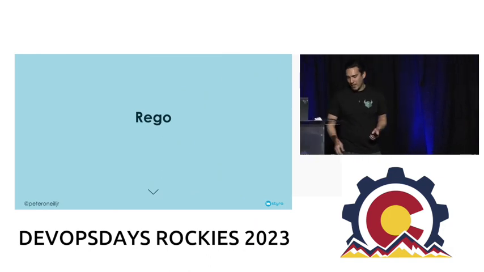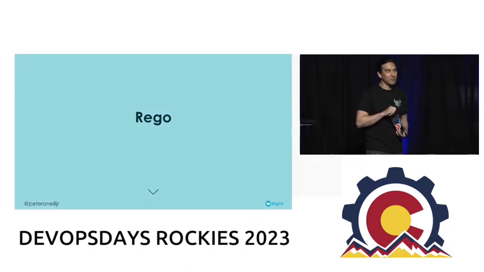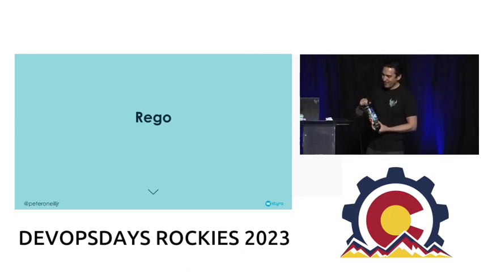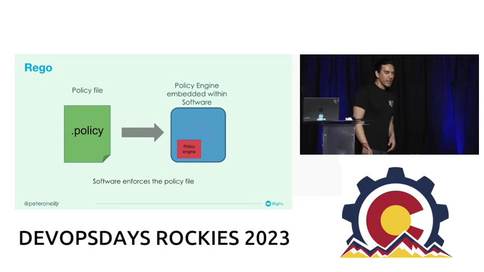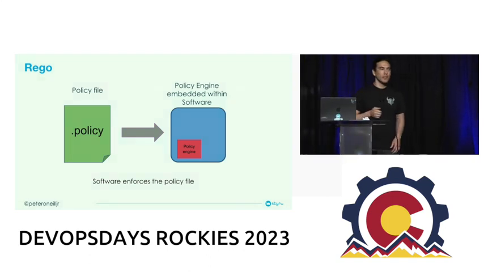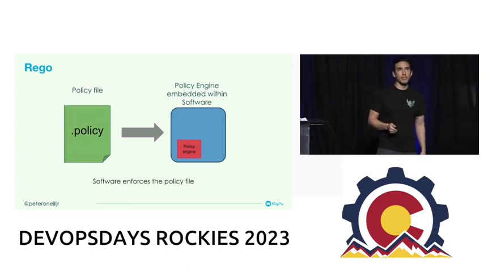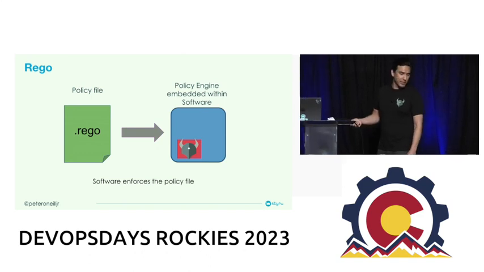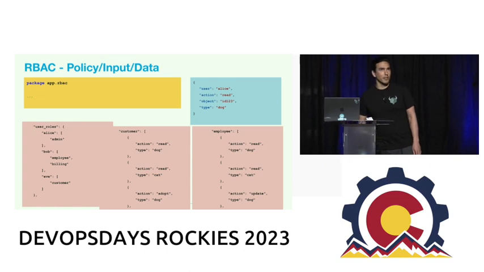And with that, I'm going to get into Rego, which a lot of people who have played with OPA may or may not be a fan of. So once again, back to this diagram. We have that policy file, and we have the policy engine. Now we're replacing that with a Rego file and OPA as the policy engine. Let's write our first Rego policy.